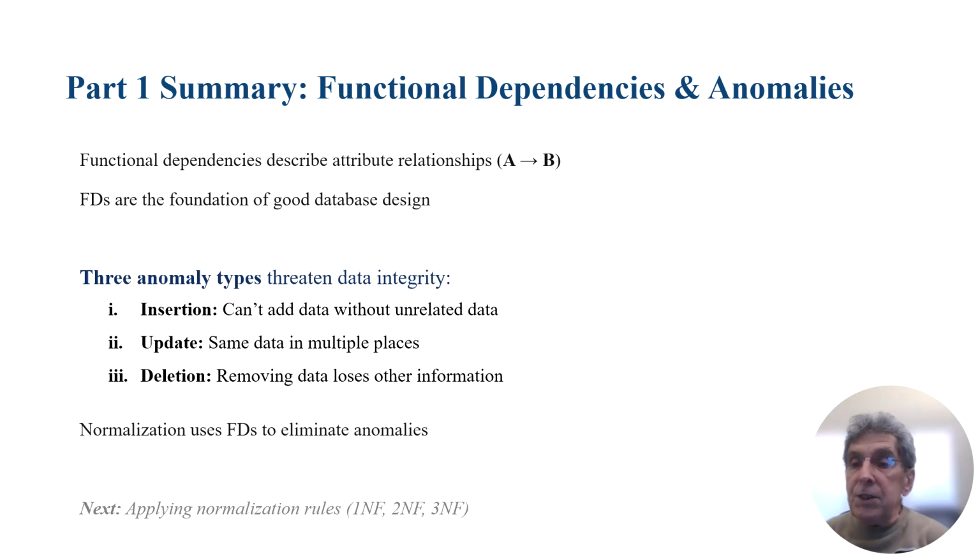Normalization is a systematic solution. By analyzing functional dependencies and progressively applying normal form rules, we can decompose problematic tables into well-structured ones that don't suffer from these anomalies. In Part 2, we'll learn exactly how to do this. We'll transform our problematic X-Health encounter table into a properly normalized set of tables.